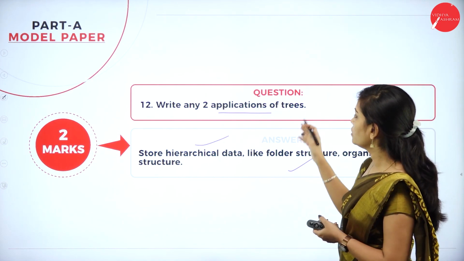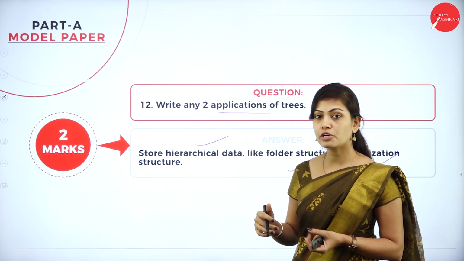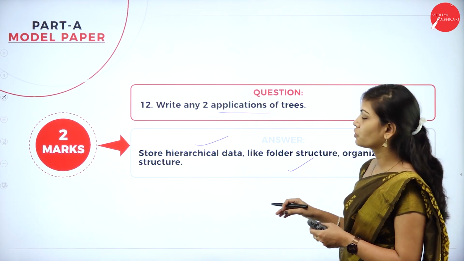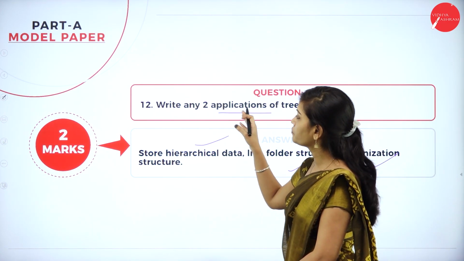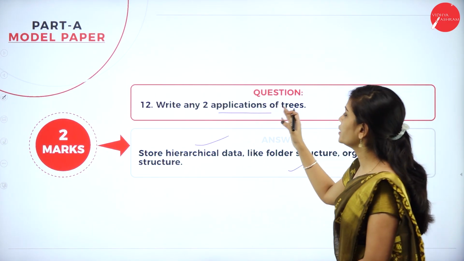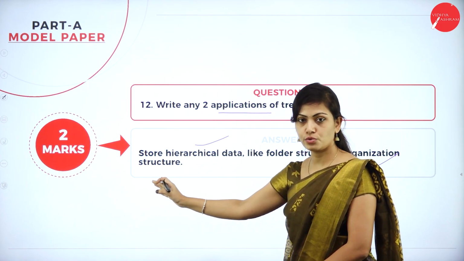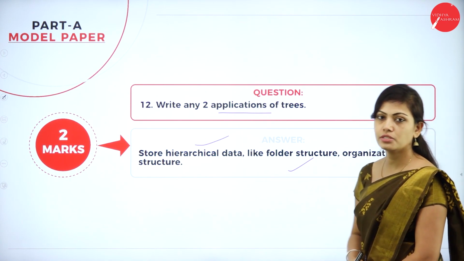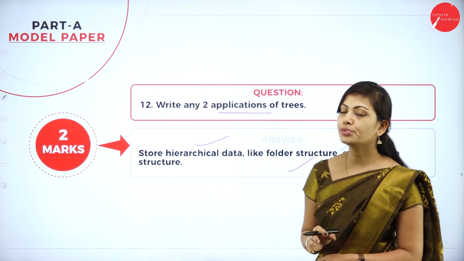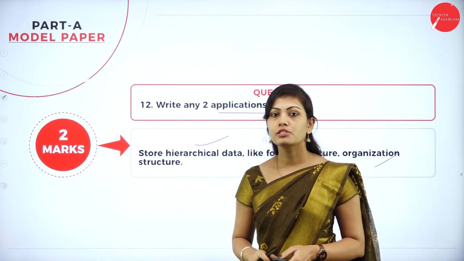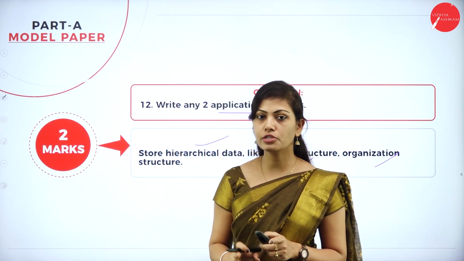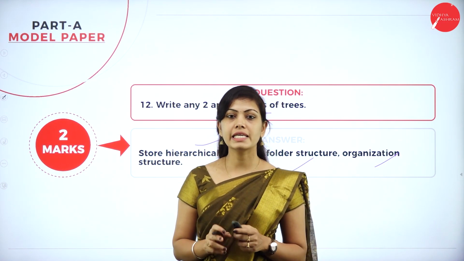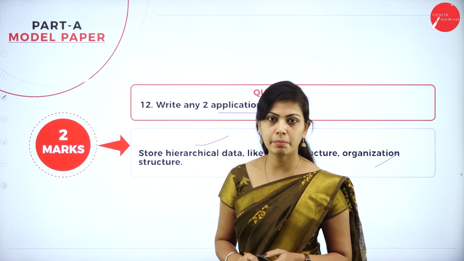Clear? I have explained all the basic concepts of trees in my previous concept classes. Please watch all the sessions. So this is a 2 marks question: write any two applications of trees, that is, hierarchical data like folder structure and organization structure. So this is about your part A. In part A, you will get 12 questions. You have to attend only 10 questions. Each question carries 2 marks. Easily you can score 20 marks in part A.